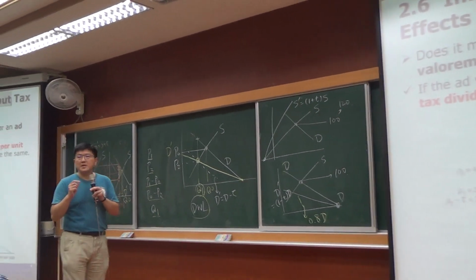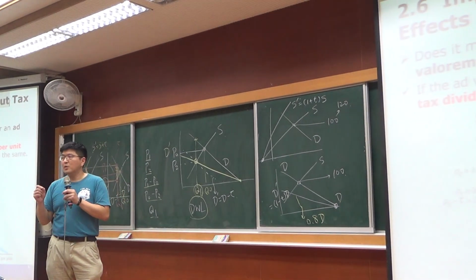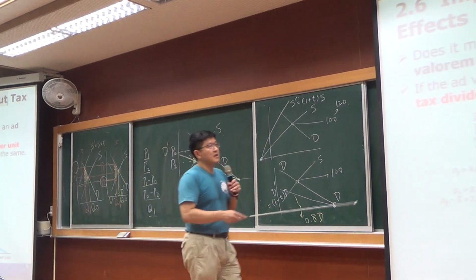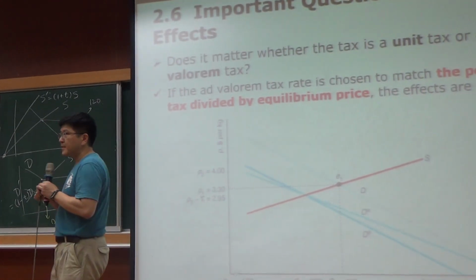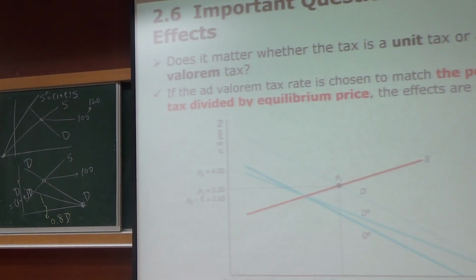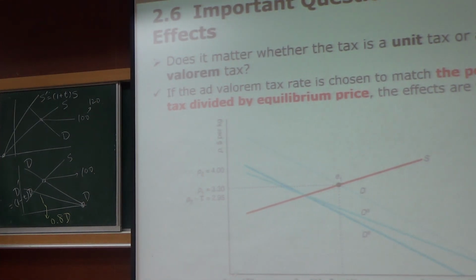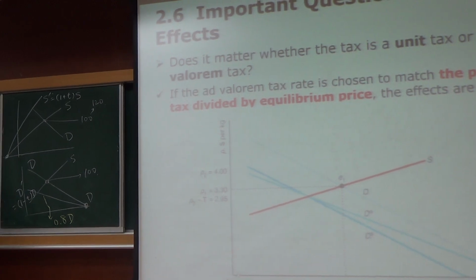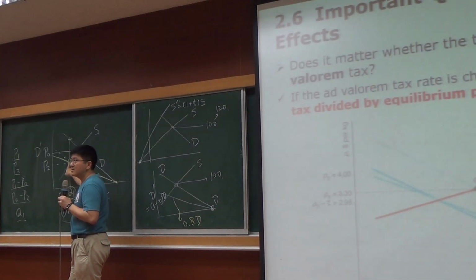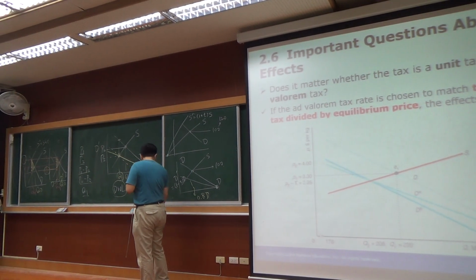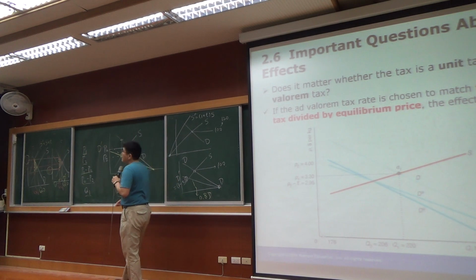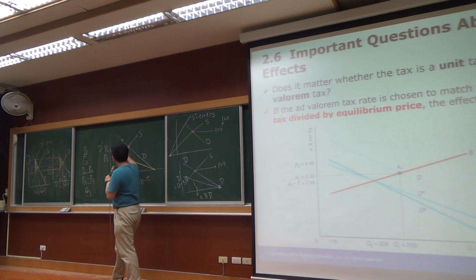Okay. Because this is the target, what we want to do. The target is we want to make the effect the same. We want to obtain the same effect. So we need to have the same equilibrium point here. So do you get the answer? And what would be the tax rate?